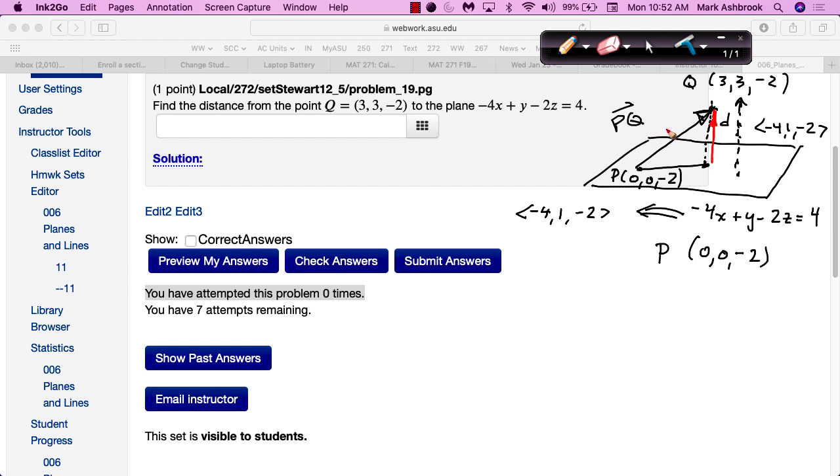So we can get the vector PQ and do the vector projection of PQ onto the normal vector. And actually, we just need the scalar projection, right? Because that's asking for the distance. So we just do the scalar projection. Or the vector projection and find the magnitude, but then you're doing more work than you need to do.